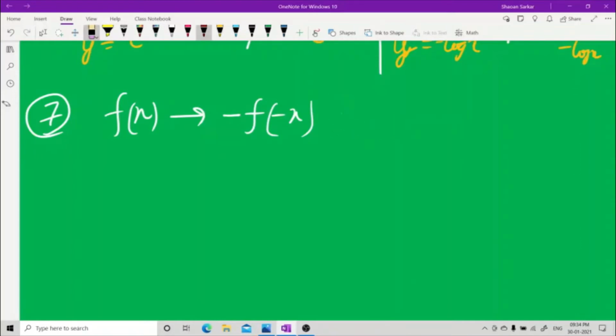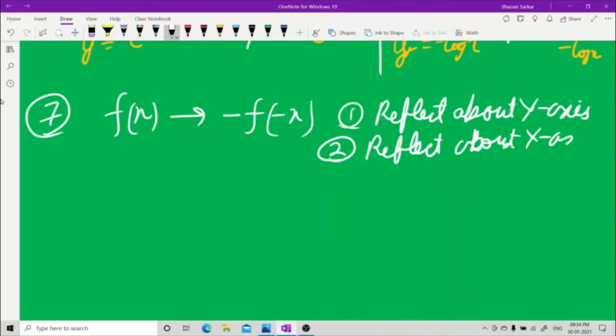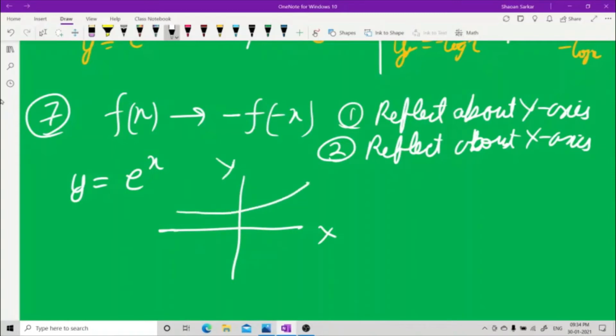First thing that you will do, first reflect about the y-axis. Second, after that, reflect about the x-axis. Now take an example, y equal to e to the power of x. You know this is to be drawn like this. This is your x-axis, this is your y-axis. e to the power of x is drawn like this. Suppose now I take y equal to minus e to the power of minus x.